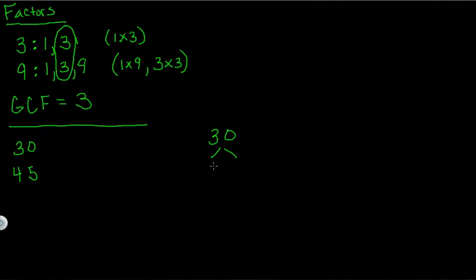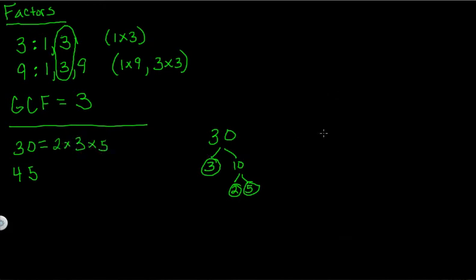So we can do the factor tree for 30. We can say 30 is 3 times 10. 3 is prime, so we circle it. 10 is 2 times 5, and both of those are prime, so we circle them. So what we have now is the prime factorization. The prime factorization for 30 is going to be 2 times 3 times 5.